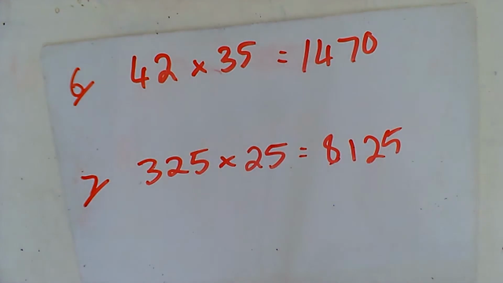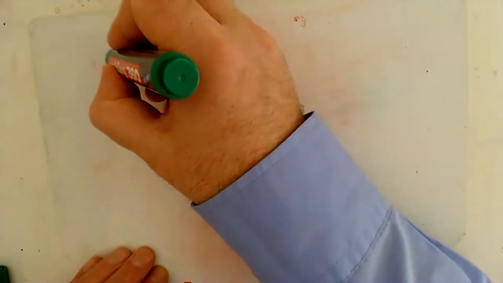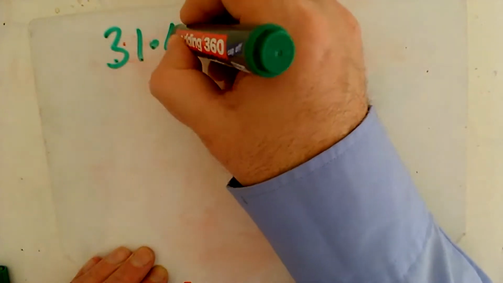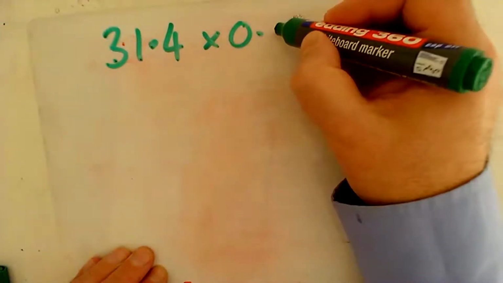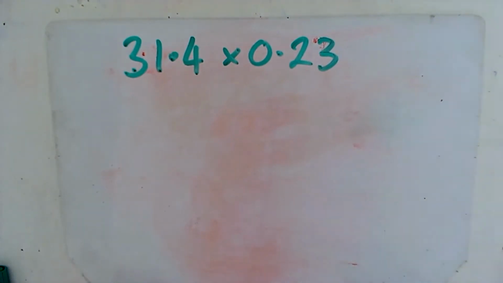Right, so that brings us to really the whole point of this lesson, where we're putting them together. You can do some fairly tricky looking questions, such as 31.4 times 0.23. If you're given that sort of question, you're going to be thinking initially, goodness me, that's going to be incredibly hard.